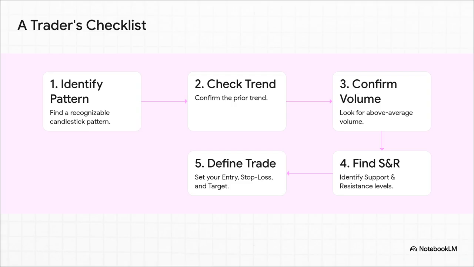You define your exact entry point, your profit target, and your stop loss before you even think about placing the trade. That stop loss is just an automatic order that gets you out if the trade goes against you. It's your safety net. This whole process takes the emotion out of it and gives you a disciplined approach.